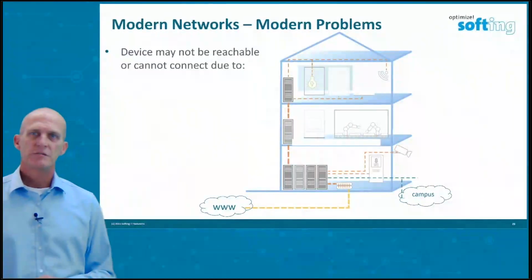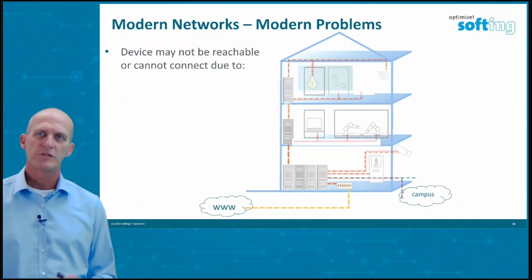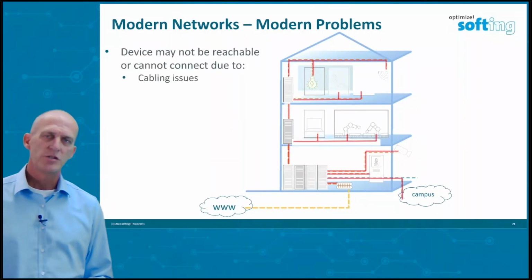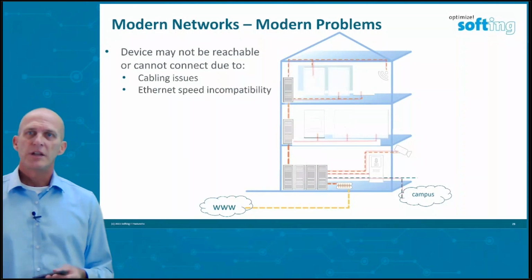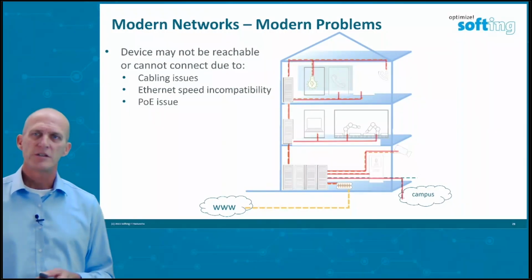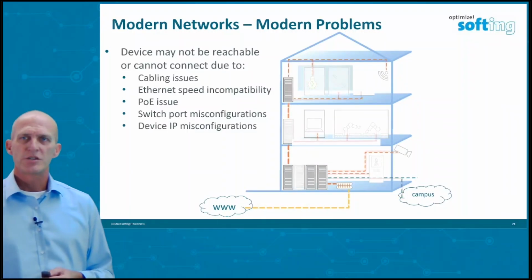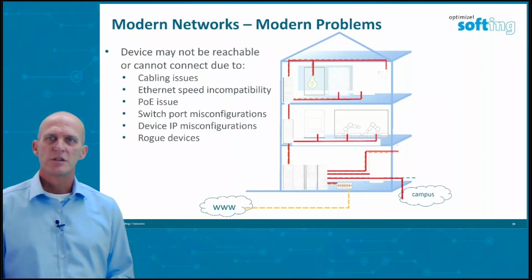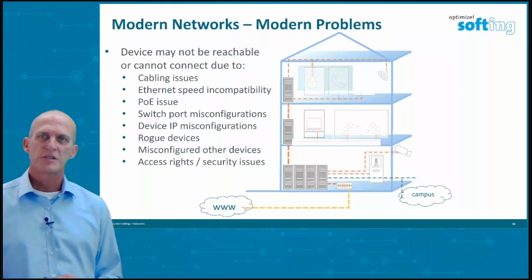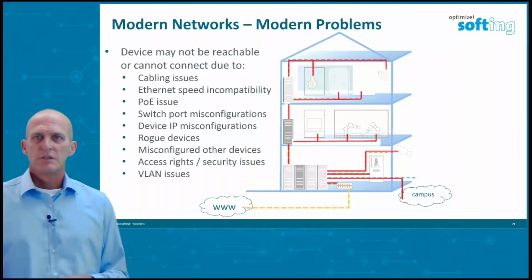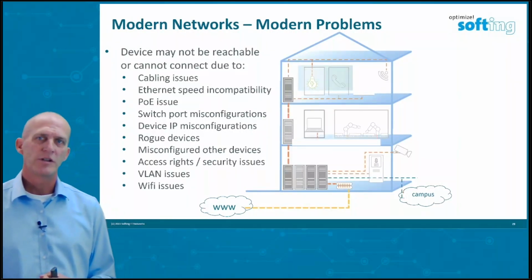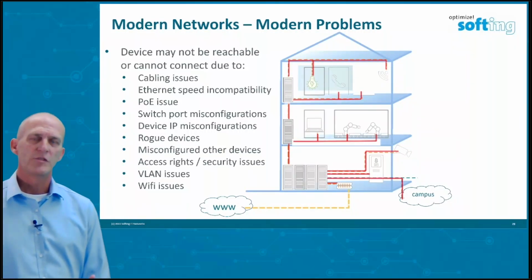So many different services, many different problems. Modern networks have a lot of different problems. Either devices may not be reachable or cannot connect due to cabling issues. Many issues are actually cabling issues. Ethernet incompatibilities, speed incompatibilities, PoE, power over Ethernet issues, switch port misconfigurations, device IP misconfigurations, rogue devices, so unallowed devices in a network, misconfigured other devices, access rights, security issues, virtual LAN issues, Wi-Fi issues. You see, many different things can go wrong in a modern network. And the more devices you have in a network, the more things can go wrong.